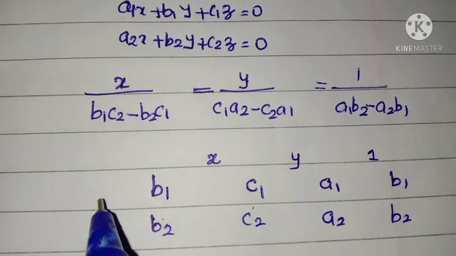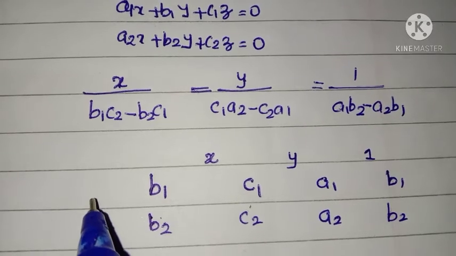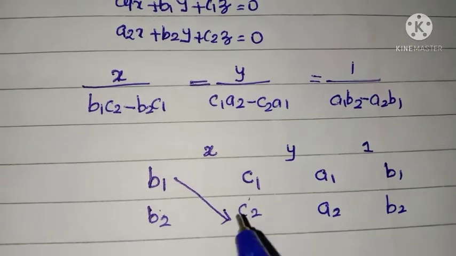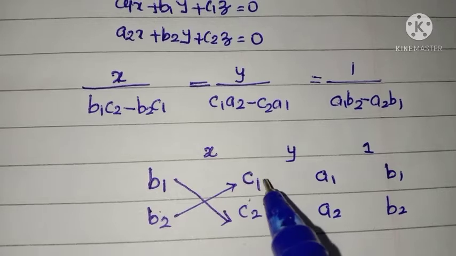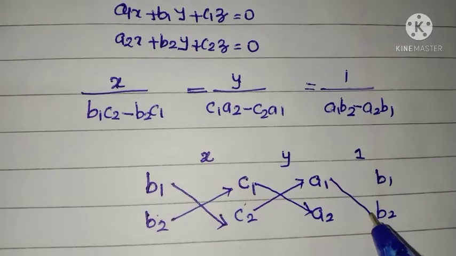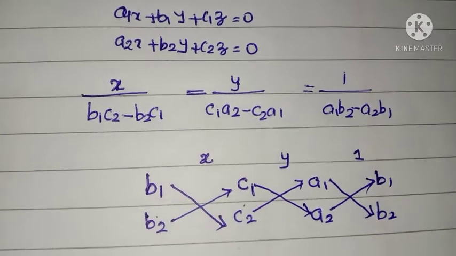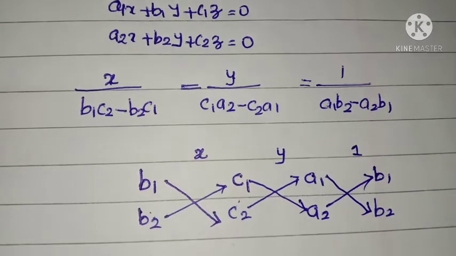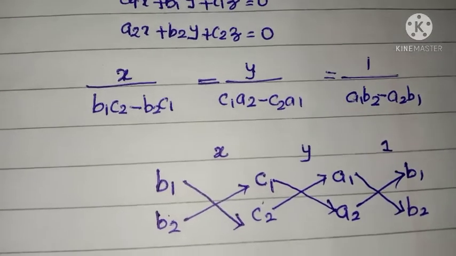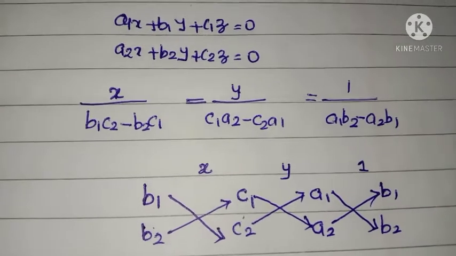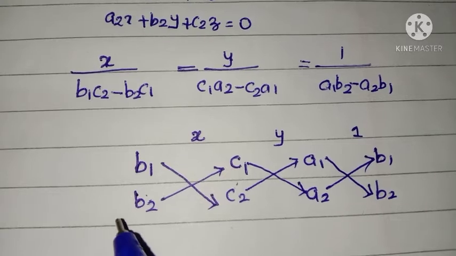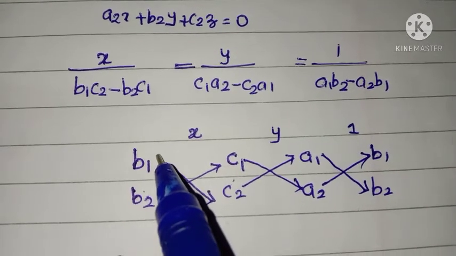Now listen to the arrow marks, the arrows between these two numbers. Let's see: b1 c2, b2 c1, c1 a2, c2 a1, a1 b2, a2 b1. The arrows between the two numbers indicate that they are to be multiplied, and the second product is to be subtracted from the first.